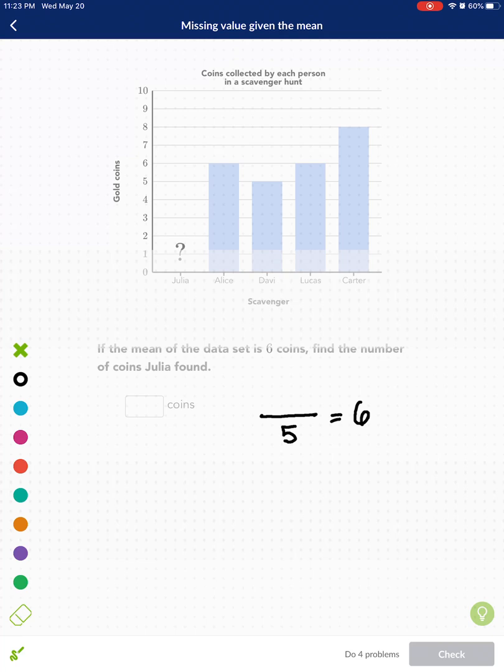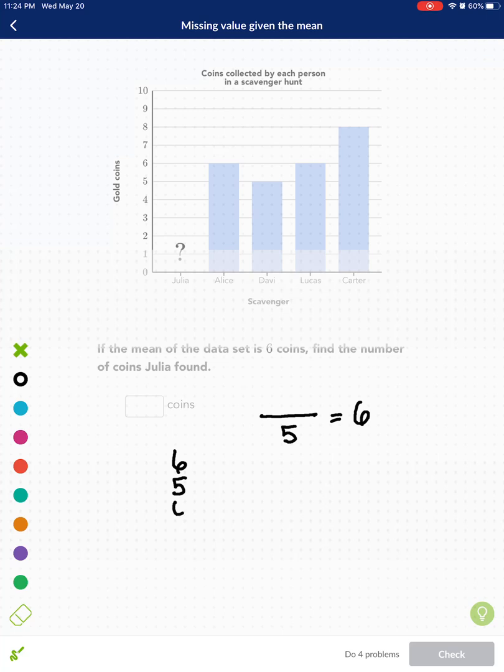We're going to take the total of all the coins they found. Essentially, let's pretend we're putting them in a big pile of coins, and we're going to split those coins up amongst the 5 people. So keep sharing the coins equally amongst the 5 people. And when we're done with that, we would find that each person had 6. So how do we get to that? Well, we need to find this top number, the sum, the total number. So we have 6 for Alice. Davy, we have 5.